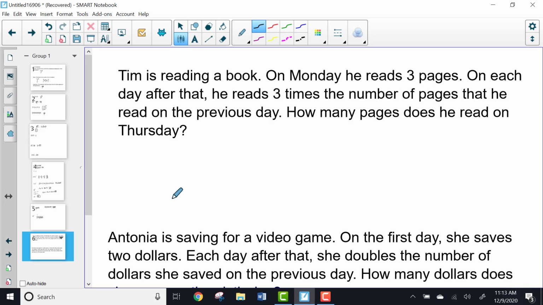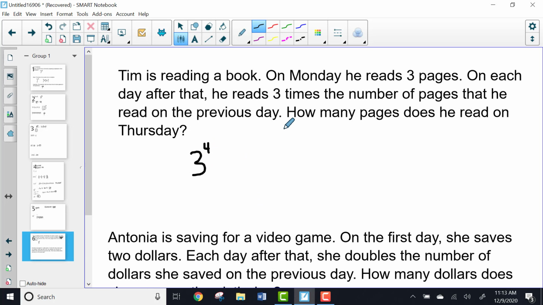So what we can see here is that, and you need to understand with these story problems, you always need to figure out what's happening first. So on Monday, he reads 3 pages, okay? And then on each day after that, he reads 3 times the number of pages he read on the previous day. How many pages does he read on Thursday? You can easily think, okay, you got to look at Tuesday, Wednesday, and Thursday, and that's it. However, do not forget Monday. Okay, so what this would be represented as would be 3 to the power of 4.